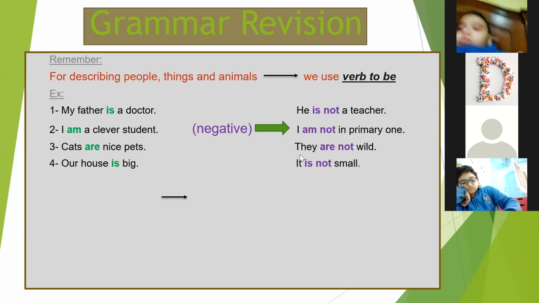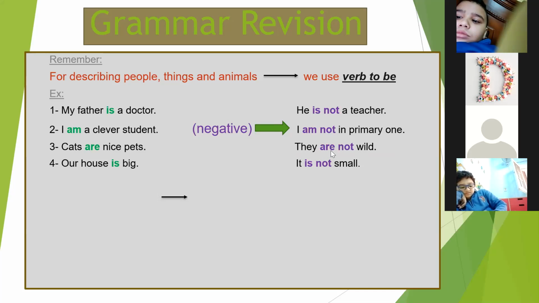Okay, let's see number 3. They are not wild. So here I will put not after are, because they takes are. Let's see the last one. It is not small. Again, I will put not after is. So again, in the verb to be negative, I will put not after am, is, or are. This is clear?